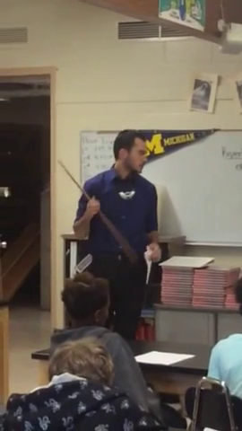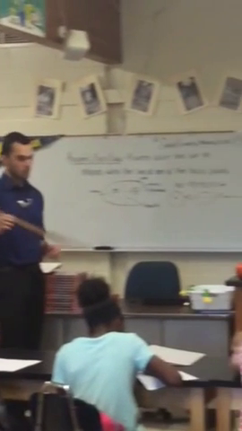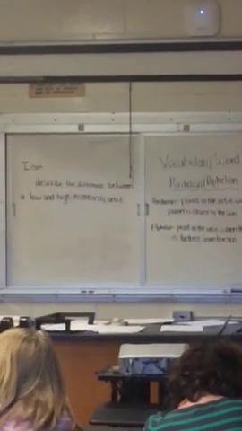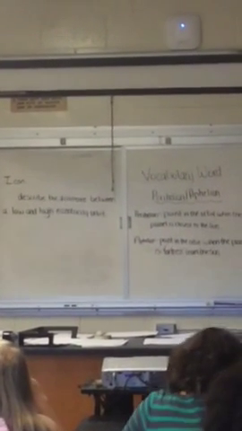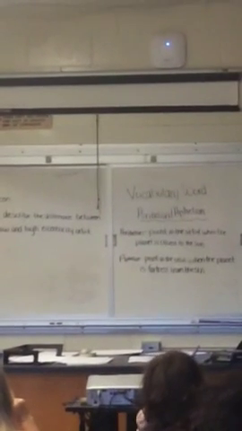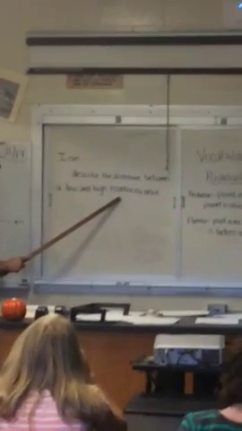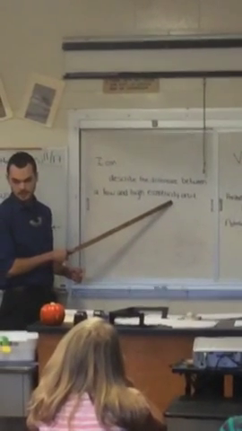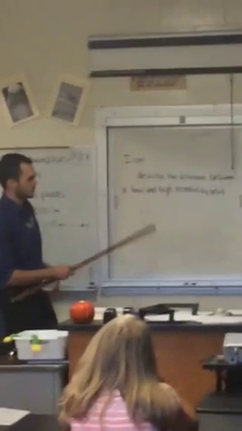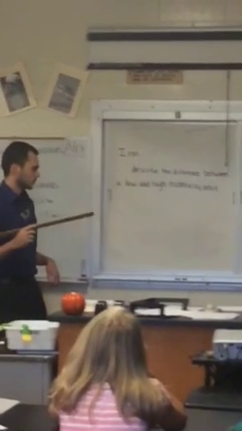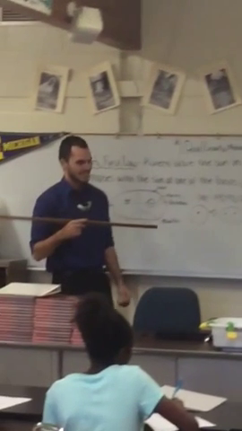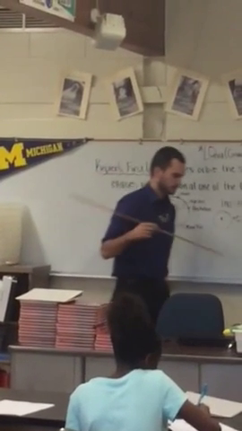Okay. So, looking at the I can statement, what do you think we'll be learning about today? Perihelion and aphelion, right? What does our I can statement say today? Can you raise your hand and tell me? There it is. Describe the difference between a low and high eccentricity. This word's a little tricky, but you practice it a couple times, we'll get it. So that's eccentricity.